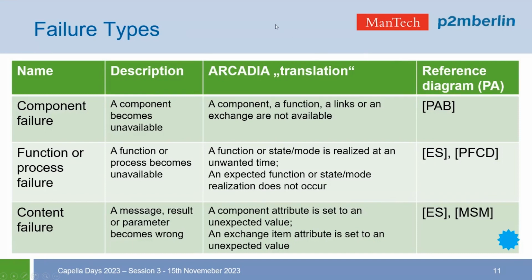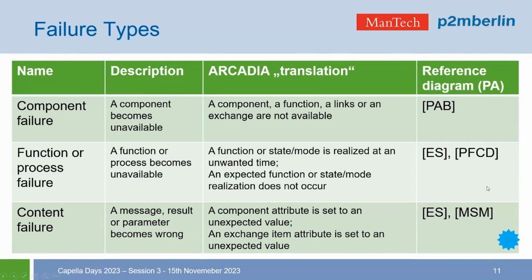So the failure types we have identified are three. Component failure happens when a component is not available, simply like a physical component or also a function. That's considered a component failure, and it would be represented on a physical architecture blank diagram. The second type would be a function or process failure, which would happen when a function or a state or mode is realized at an unwanted time or is not realized when it should.